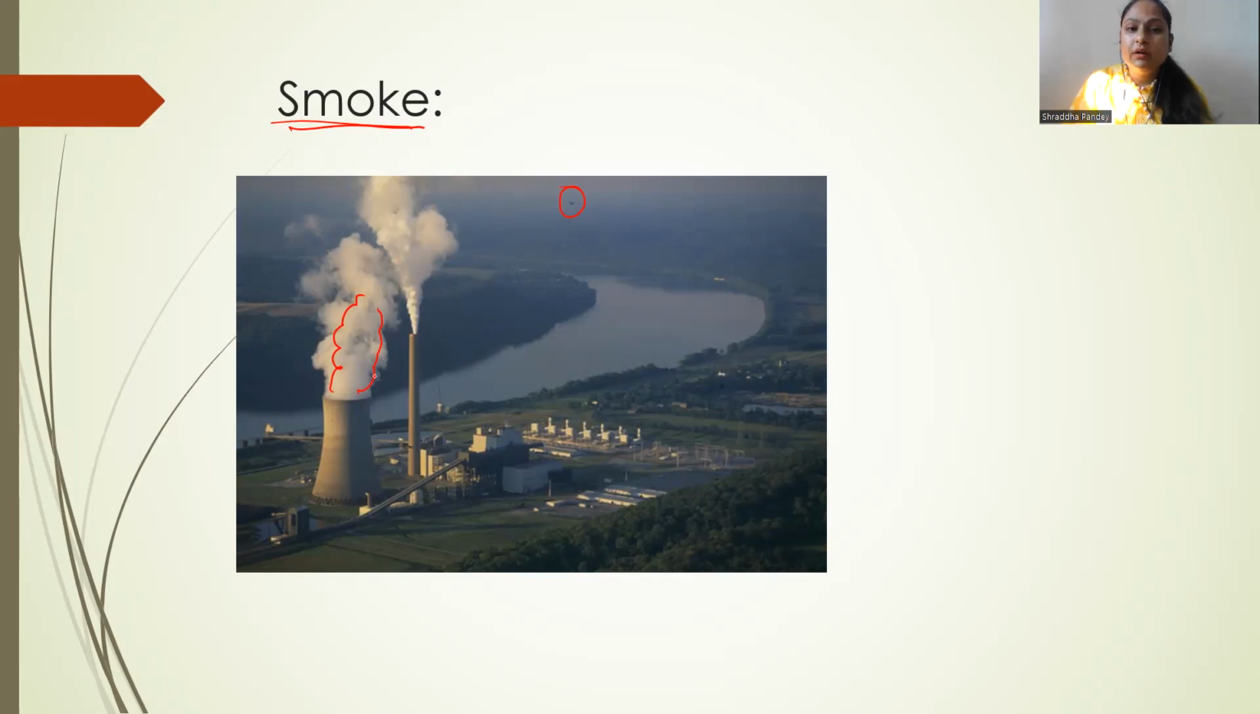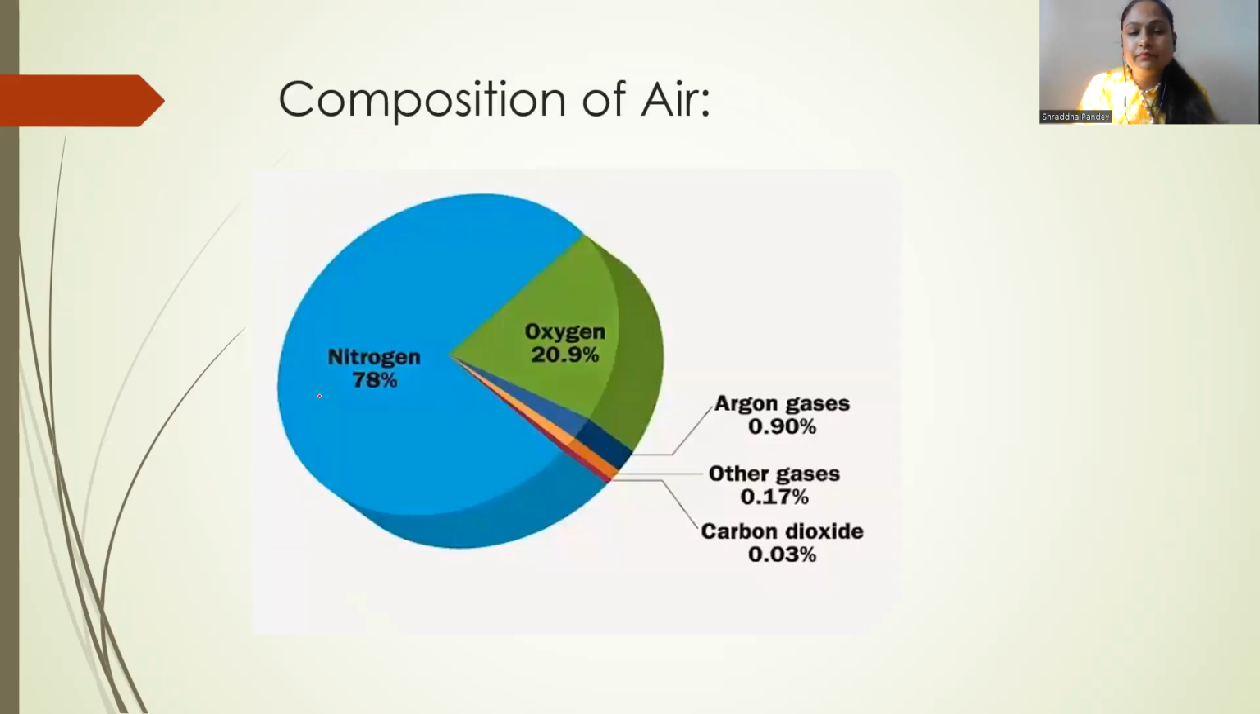Okay, in order to stop or even prevent this release of harmful gas, we have to come up with some solution. So we have learned the air consists of many gases, water vapor, and dust particles. So what is the composition? In what proportion are they present?